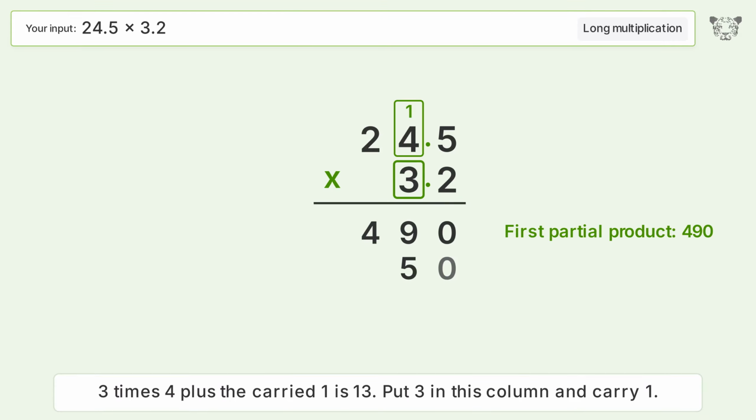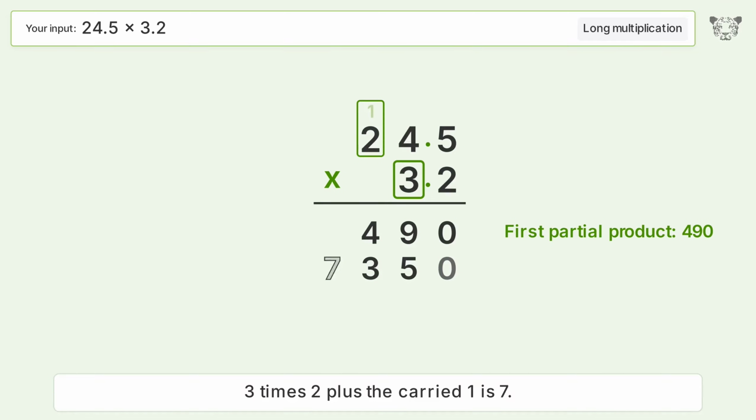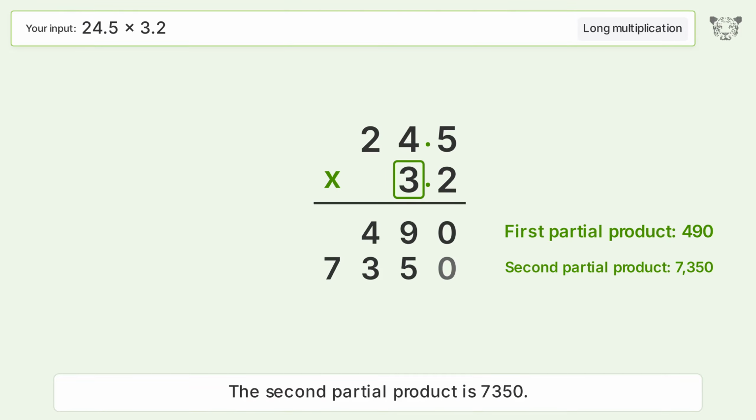3 times 4 plus the carried 1 is 13. Put 3 in this column and carry 1. 3 times 2 plus the carried 1 is 7. The second partial product is 7,350.